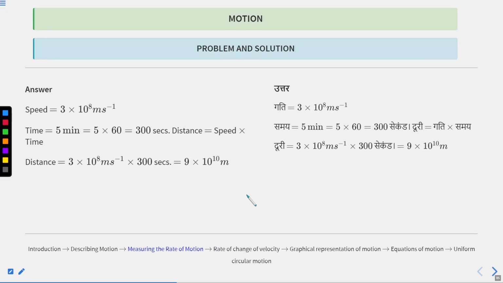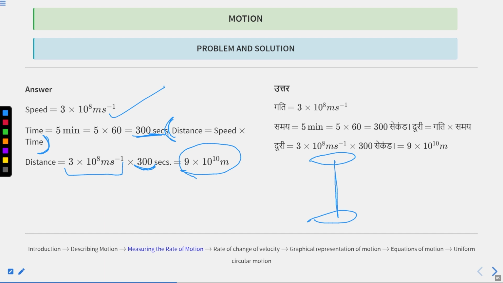Let's check the answer, detailed solution. Speed is already given, which is the speed of light. We have calculated the time in seconds and we know the formula of distance. Distance is speed into time. Speed is 3 into 10 raised to the power 8 and time is 300 seconds. So the final answer is 9 into 10 raised to the power 10. So the distance between the spaceship and the station is 9 into 10 raised to the power 10 meters. Okay, we have calculated it in meters. Is this question correct, class?